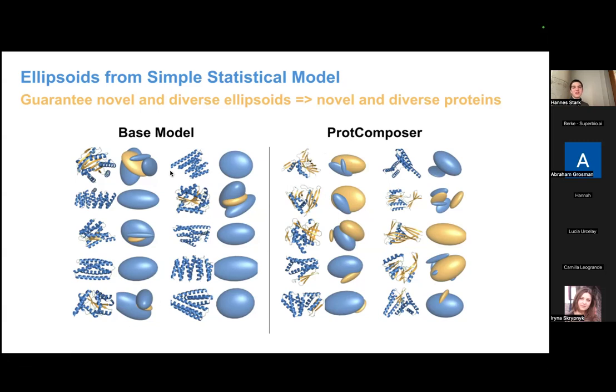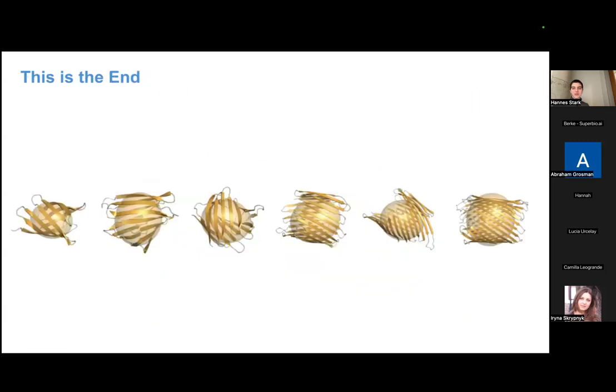And you can see that basically the base model very often generates these single blobs of just alpha helices, whereas this is not so much the case if you use proteins and ellipsoid layouts from our ellipsoid statistical model and ProtComposer. Cool. But then this would be the end of that deal. And I would be happy to look at the chat some more and maybe look at this application.